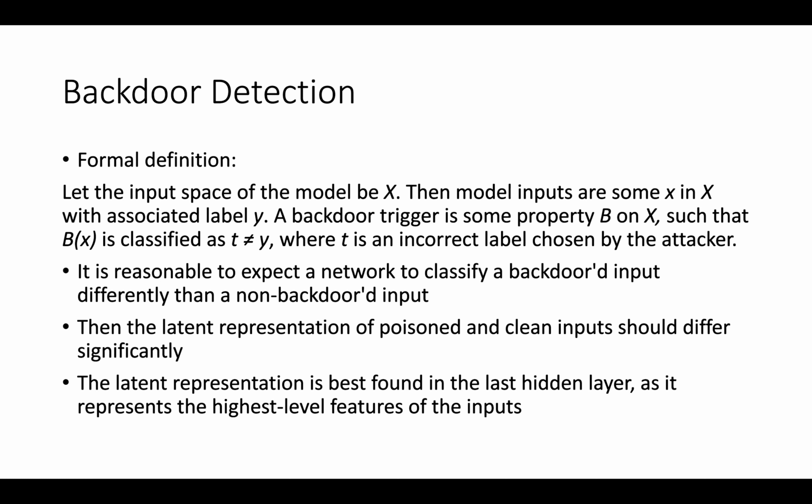So let's give a pseudo-formal definition of backdoors. Let the input space to a model be X. A model input is some element x in X that's associated with a label y. A backdoor trigger is some property b over X such that b(x), i.e. an input containing the backdoor trigger, is classified as t, not y, where t is some incorrect label that we, the attacker, choose.